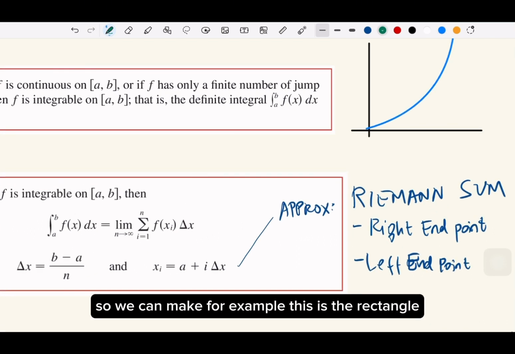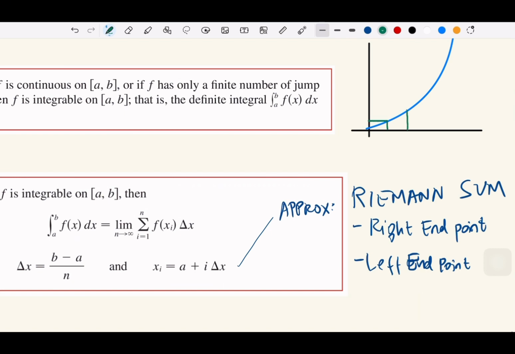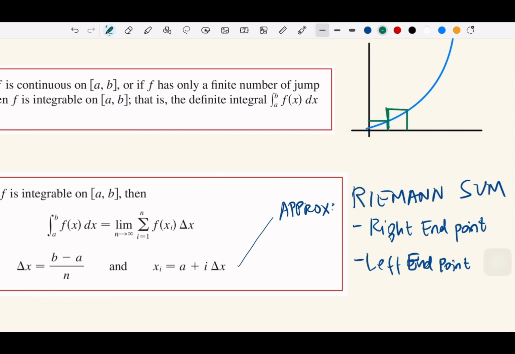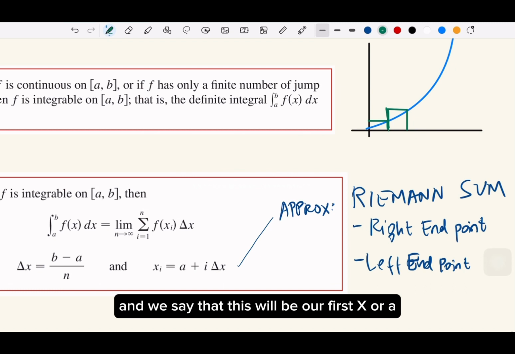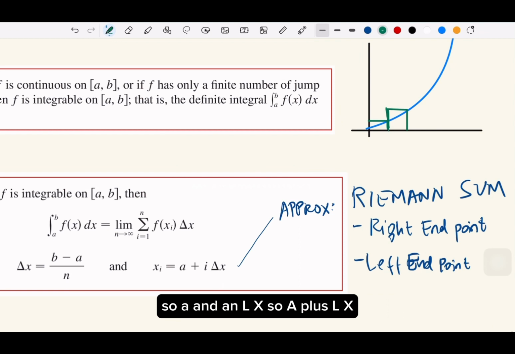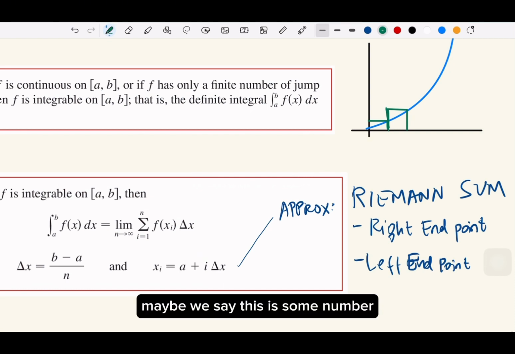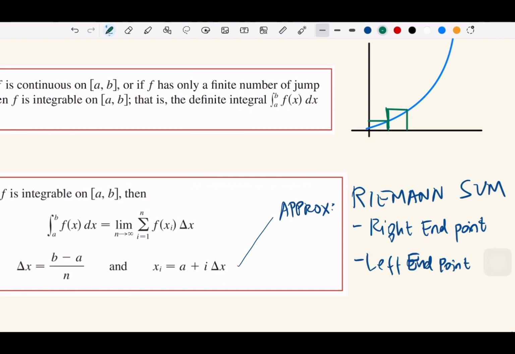So we can make, for example, this is the rectangle, and all the rectangles touching the right side of the rectangle touching the curve. Okay. And we say that this will be our first x, or a. So a and then delta x. So a plus delta x. Maybe we say this is some number, and then plus delta x, plus delta x, plus delta x.